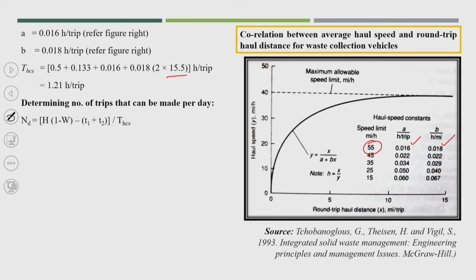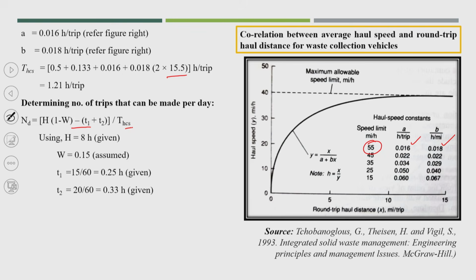Now, we calculate the number of trips that can be made per day, that is the total time available in a day divided by the time required in a trip, that is the ND value. So, H is given, that is 8 hour work time, W we assume 0.15, T1 is given 15 minutes, that we converted into hour 0.25 hour, T2 is given 20 minutes, that we converted into hour 0.33 hour, and TSCS we calculated that is 1.21 hour per trip.